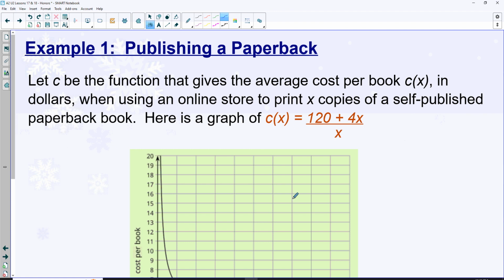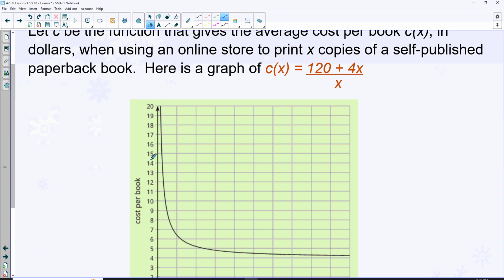So here's what that looks like. Now, you might realize, yeah, this makes sense. The more you buy, the less each one costs, right? Up to a point, it seems. It gets lower and lower and lower, but it seems to be coming close to the value of 4.